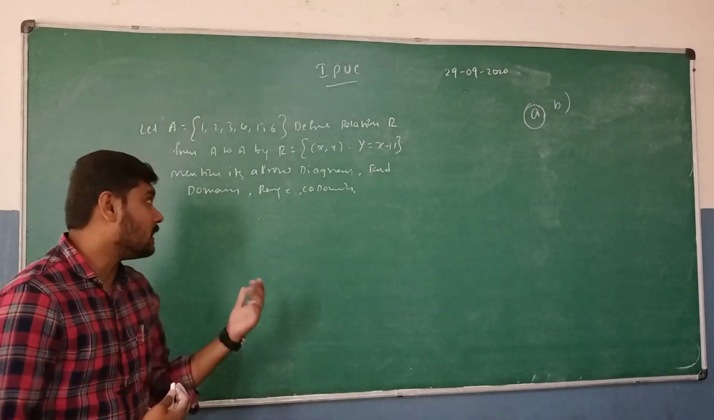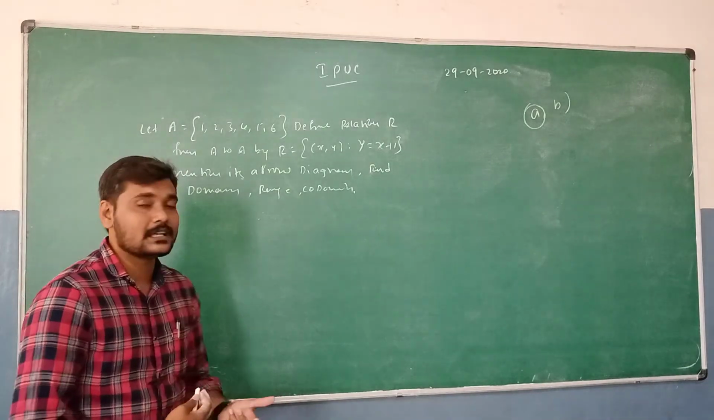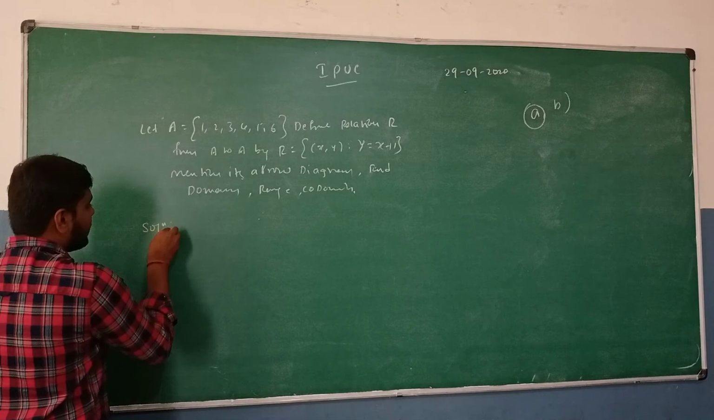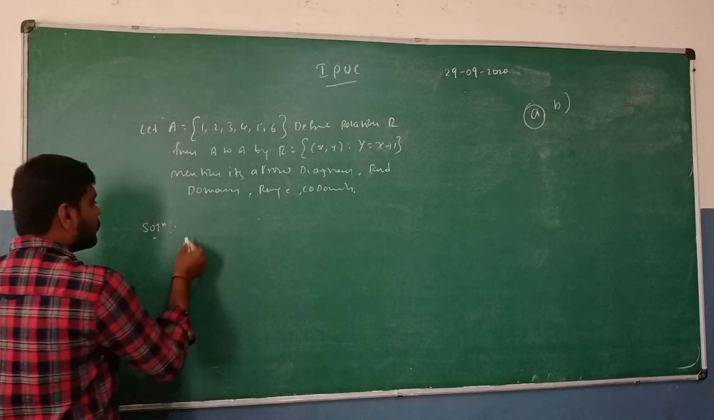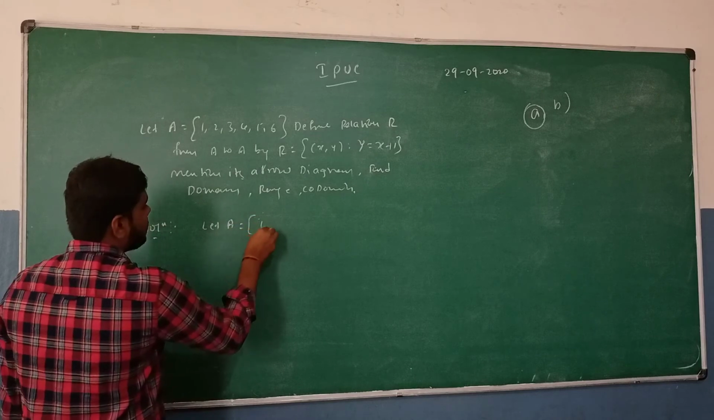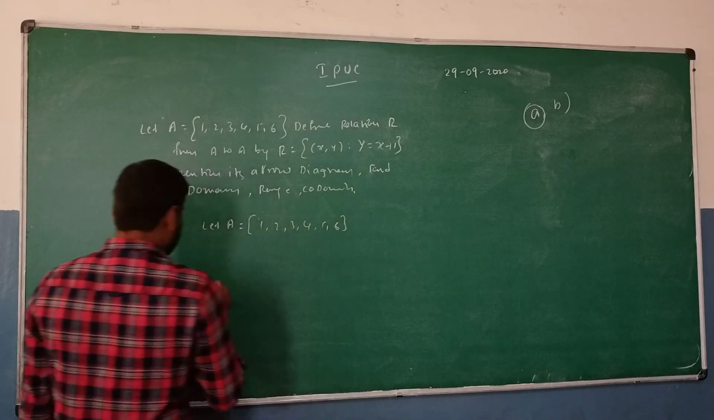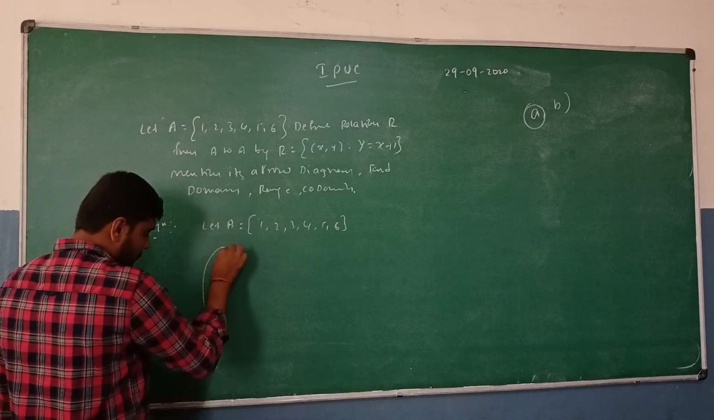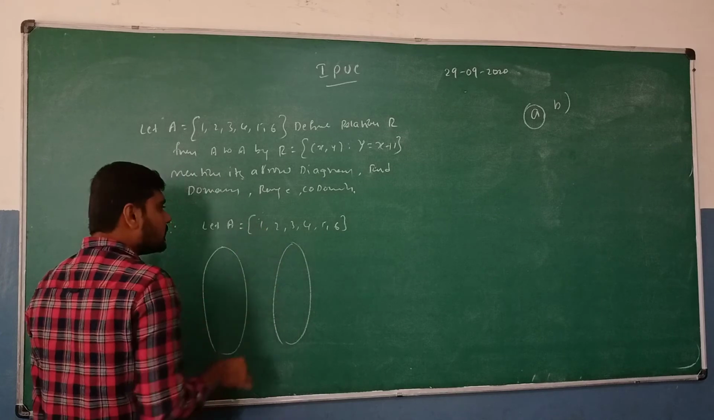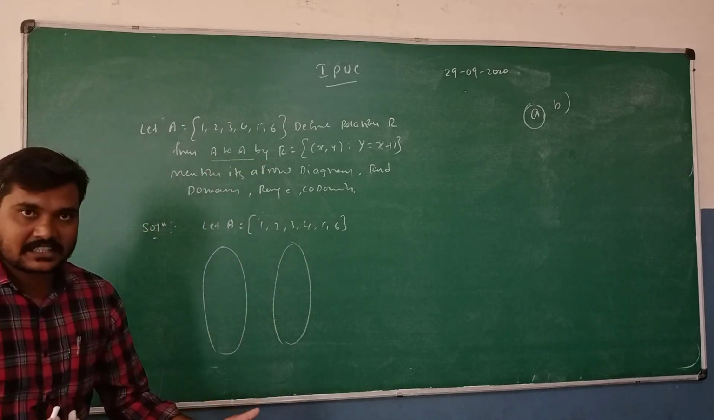When we find this relation R in the roster form, then we can easily find the domain as well as the range and codomain. Okay, here is the solution. First we need to find an arrow diagram. Before that, let A = {1, 2, 3, 4, 5, 6}. So what is going to be set A and set B? Set B is also set A, because they have given the relation from A to A.